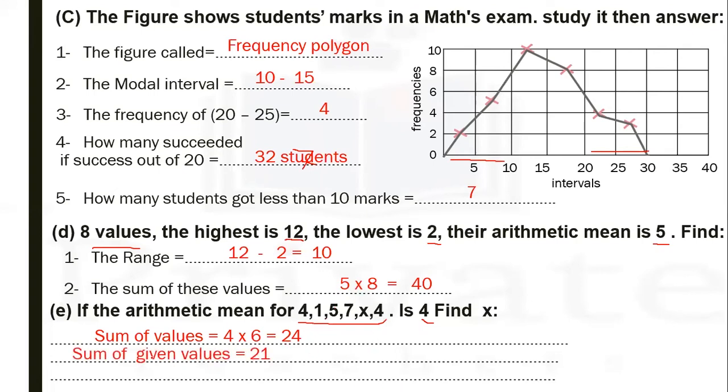And then we find the sum of the given values. 4 plus 1 plus 5 plus 7 plus 4 is equal to 21. Now the sum should be 24 and the sum of the given values is 21. That means the value of x is equal to 24 minus 21, which is 3. When we replace x with 3, we will find the arithmetic mean is equal to 4.